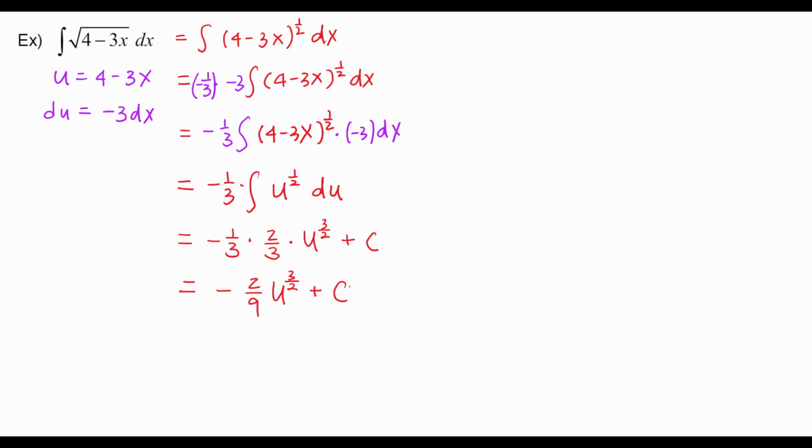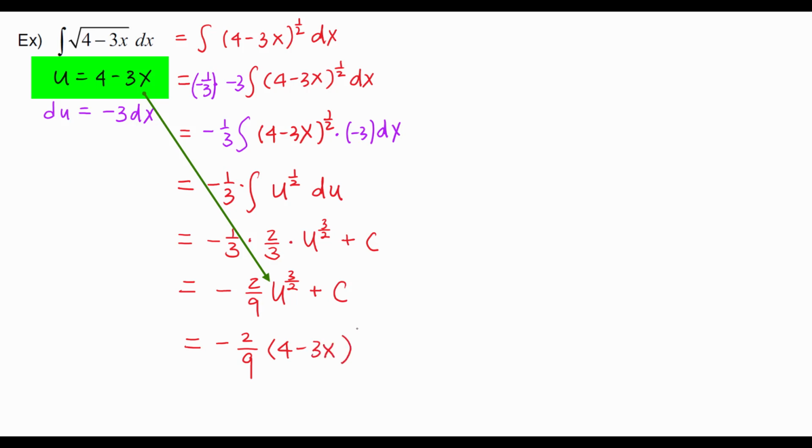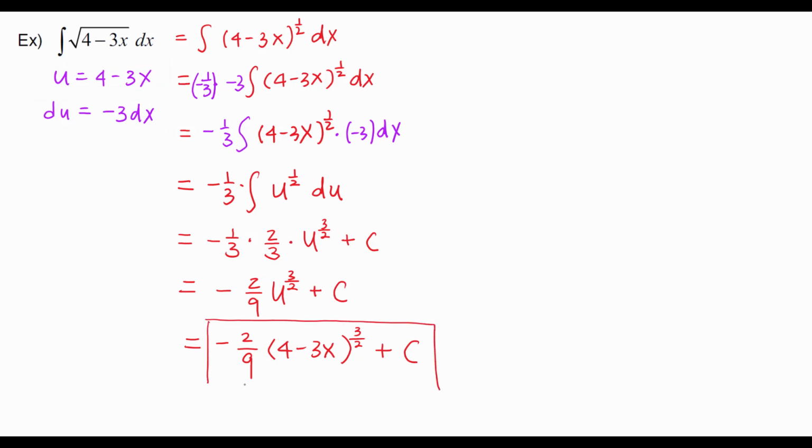And now I need my answer to be in x. So we're going to do the back substitution. And finally, my answer is negative 2/9. My u was 4 minus 3x, to the 3/2 power plus c. And that is my final answer.